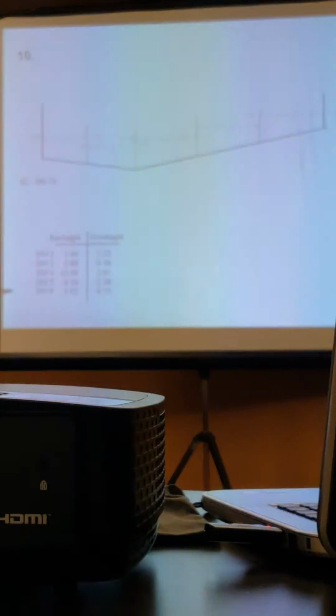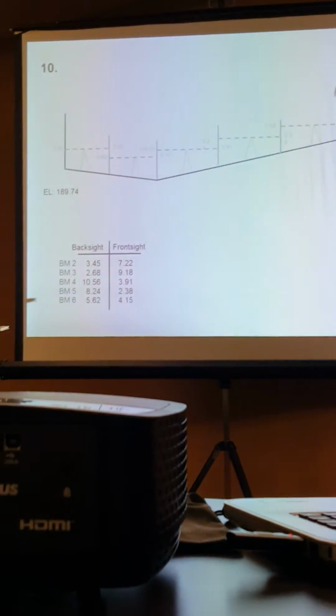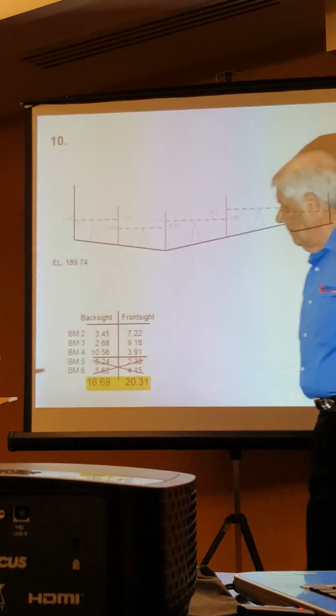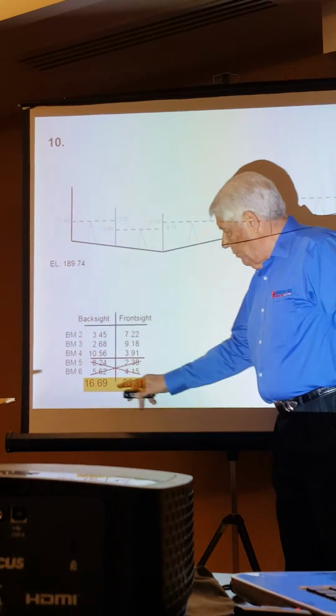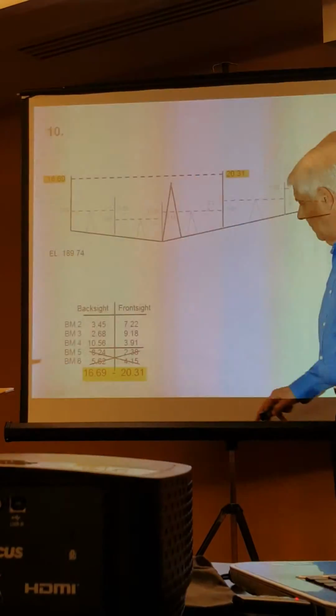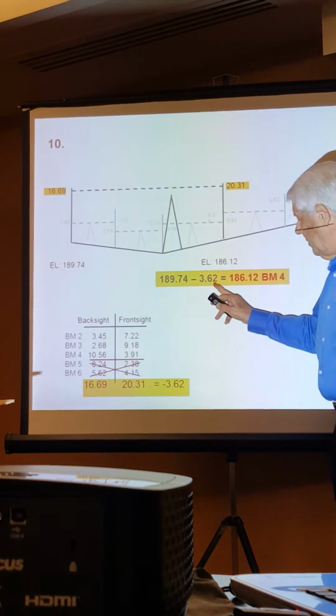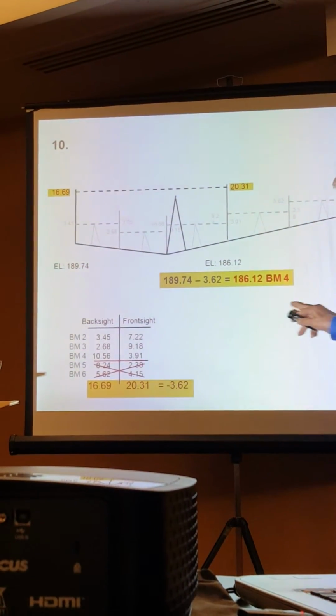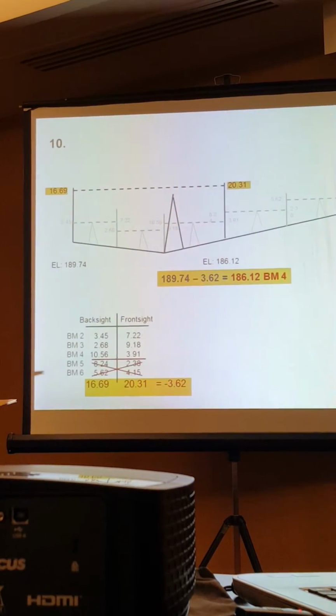So, draw a line under benchmark 4. 16.69 minus 20.31 would be a minus 3.62. 186.12 at this point right here.